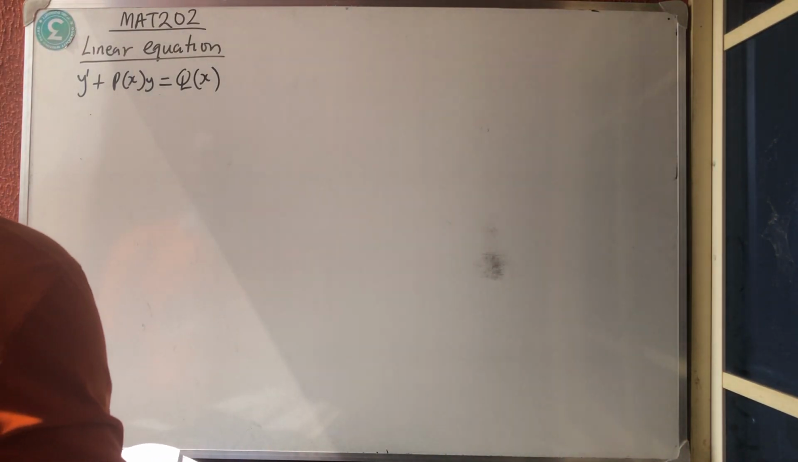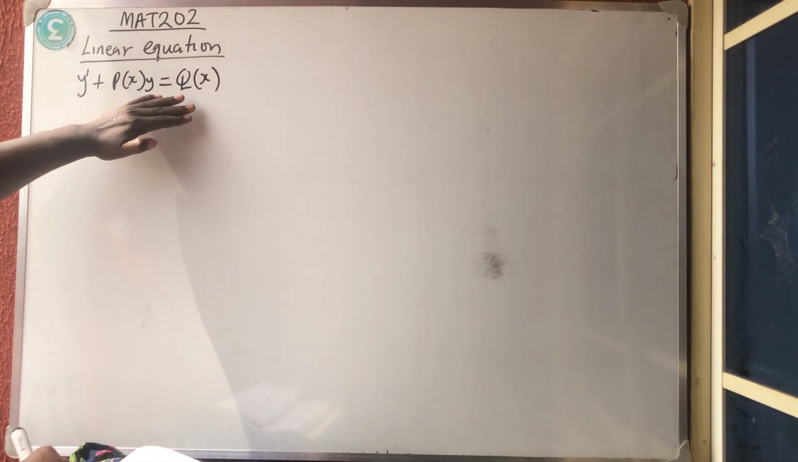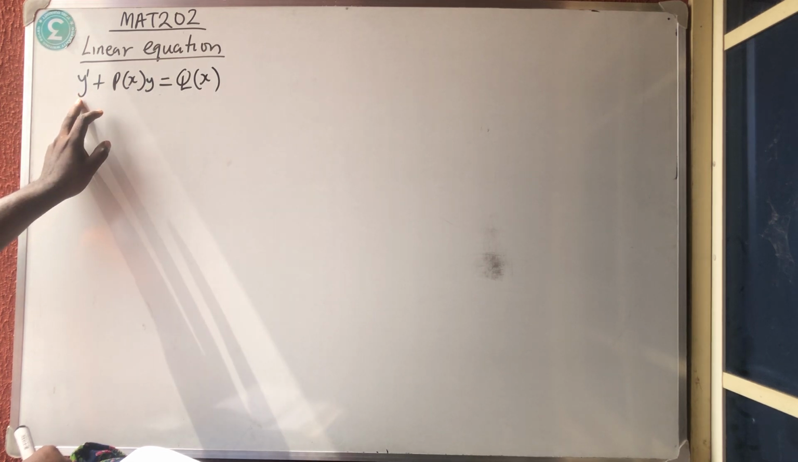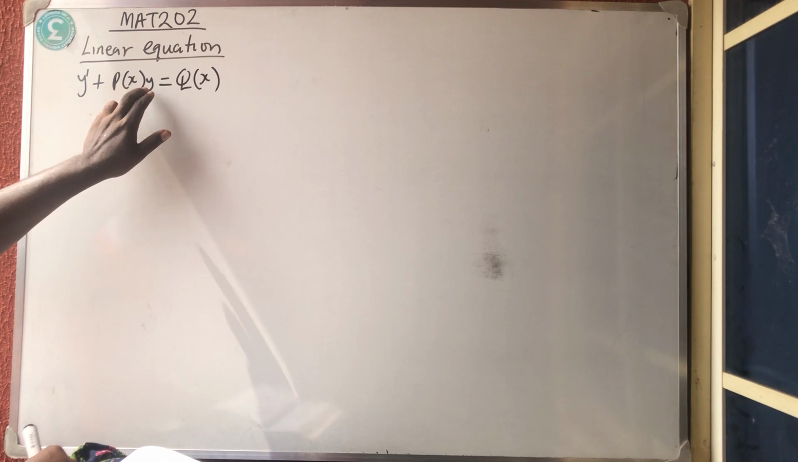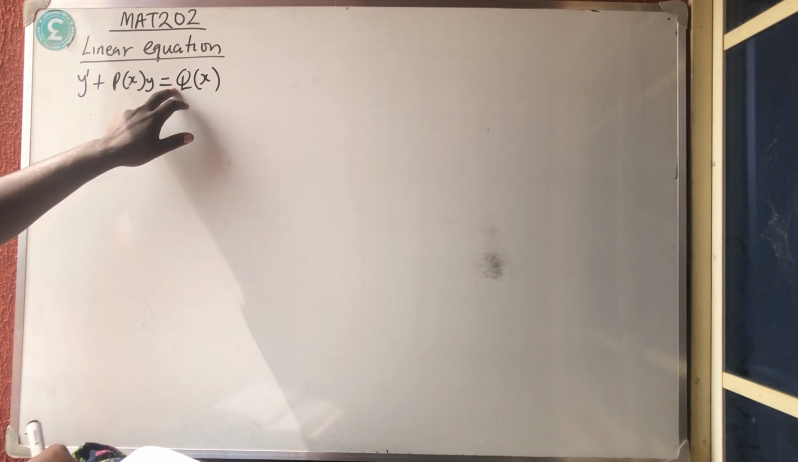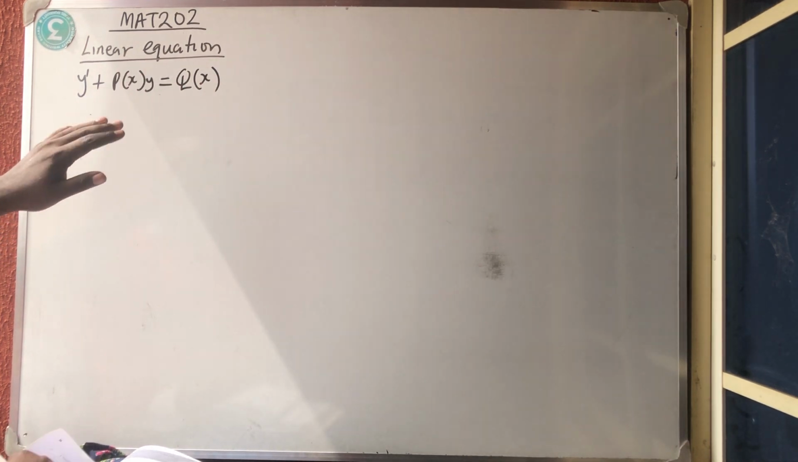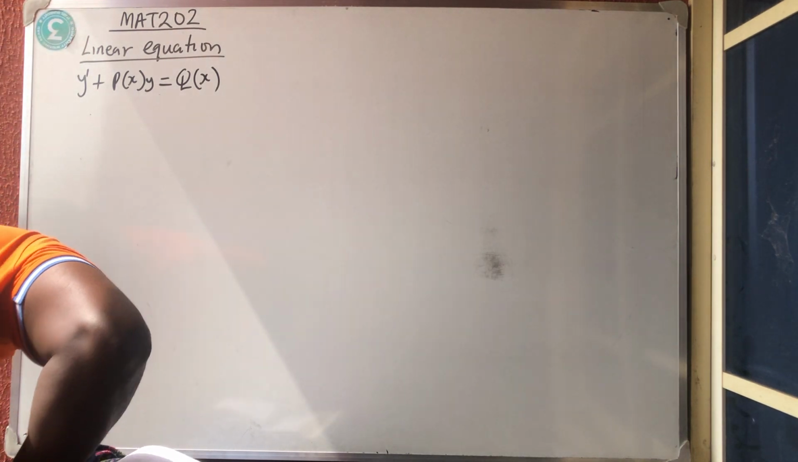About linear equations of a differential equation. Now, how do you know that a differential equation is linear? It's always in this linear form: y prime plus p of x times y, a function of x together with y, is equal to another function of x that doesn't have y. So that is a linear equation.